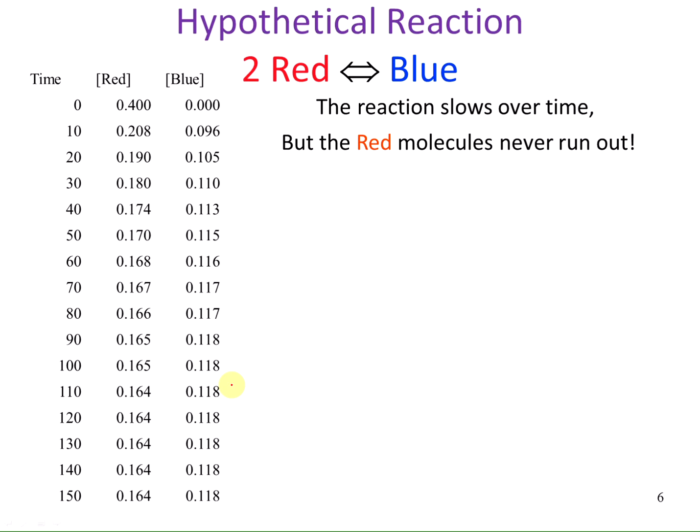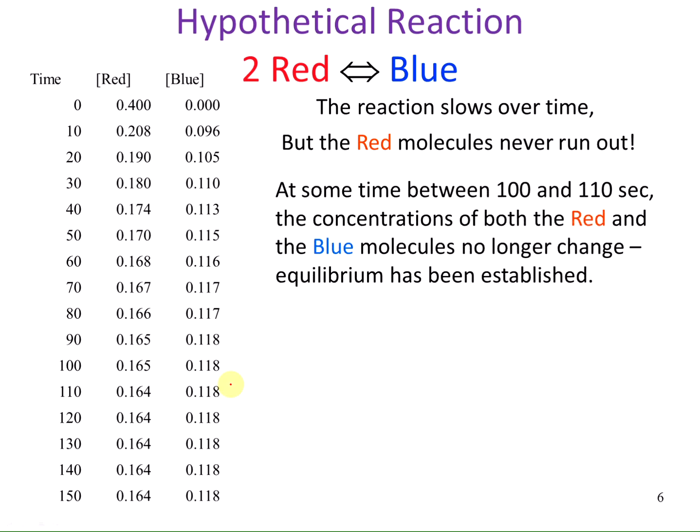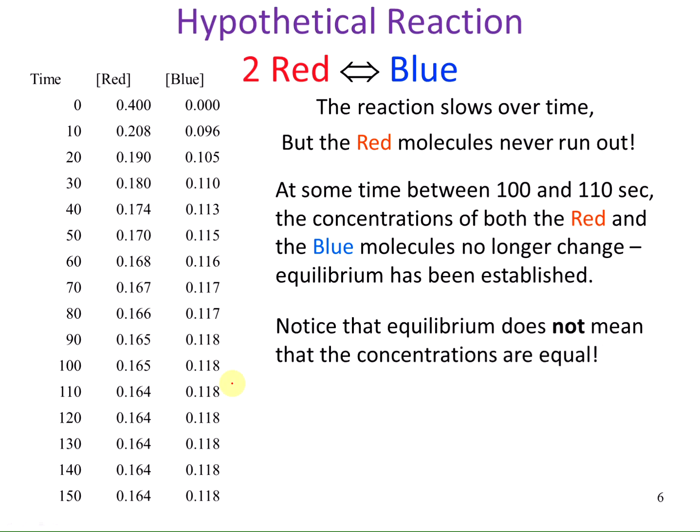So one of the things that we should notice is that the reaction slows over time, but the red molecules never run out. At some time between 100 and 110 seconds, the concentrations of both the red and blue molecules can no longer change. Thus, equilibrium has been established. Be careful and notice that the equilibrium does not mean that the concentrations are equal. It means that the reaction rates in the forward and reverse are equal. The reaction rates are equal going in both directions, not necessarily the concentrations.